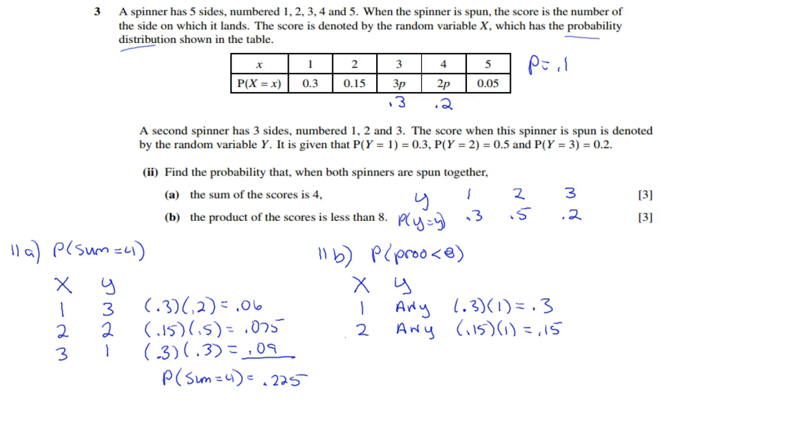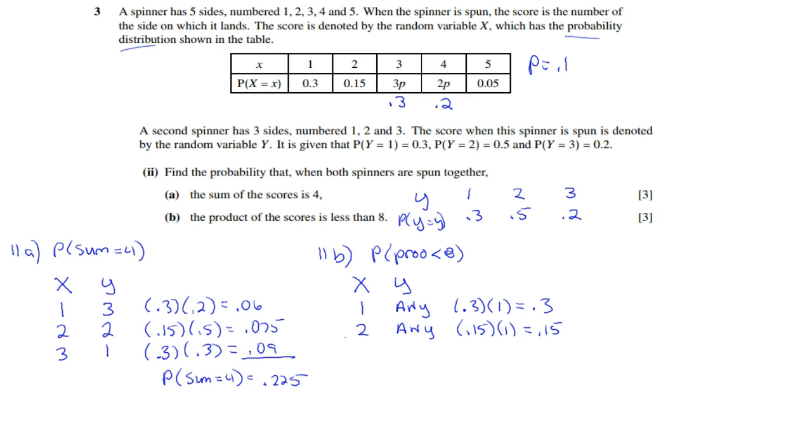If spinner x gets a 1, then it really doesn't make a difference what spinner y is, because 1 times 1 or 1 times 2 or 1 times 3, they're all going to be less than 8. So the probability of me getting a number for spinner y is 1. So that's why I'm multiplying 0.3 times 1.